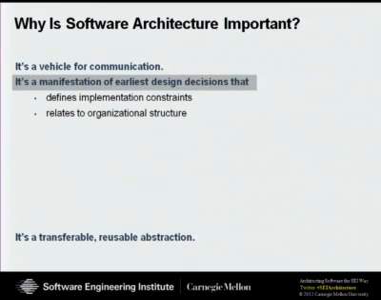Architecture relates to organizational structure in a number of different ways. Because architecture defines the actual implementation units that need to be developed, in turn, those implementation units are input into many different things, including things like the work breakdown structure, the project plan, the partitioning of an organization into different teams. It will determine which teams ultimately end up interacting with each other on a regular basis.